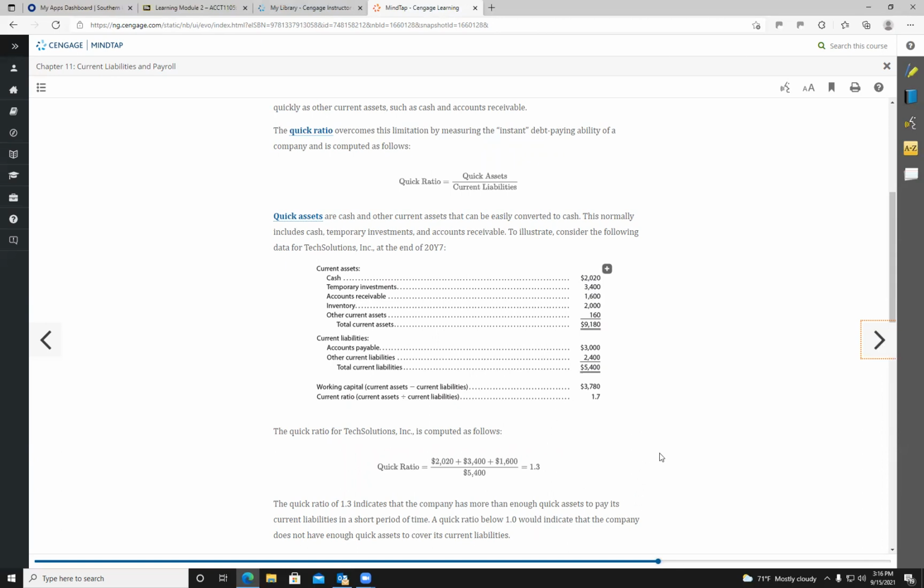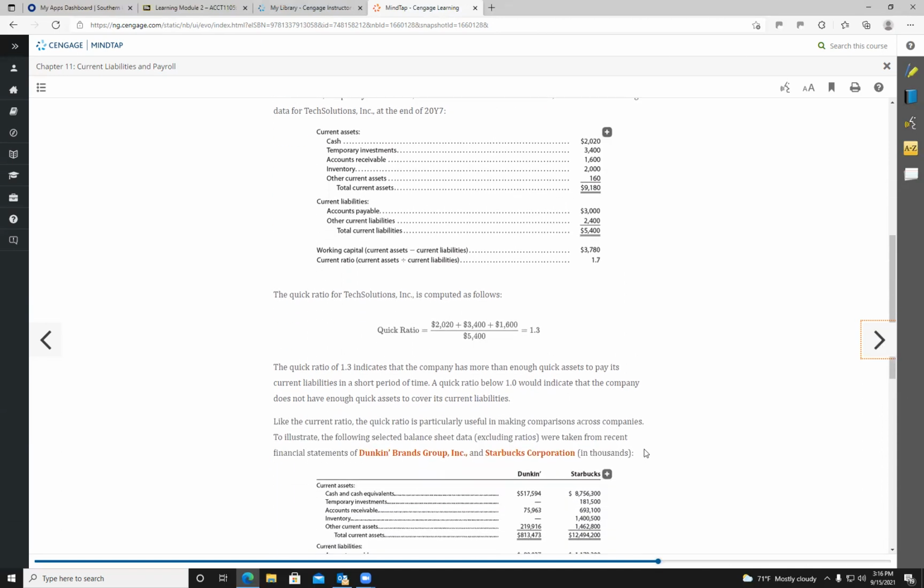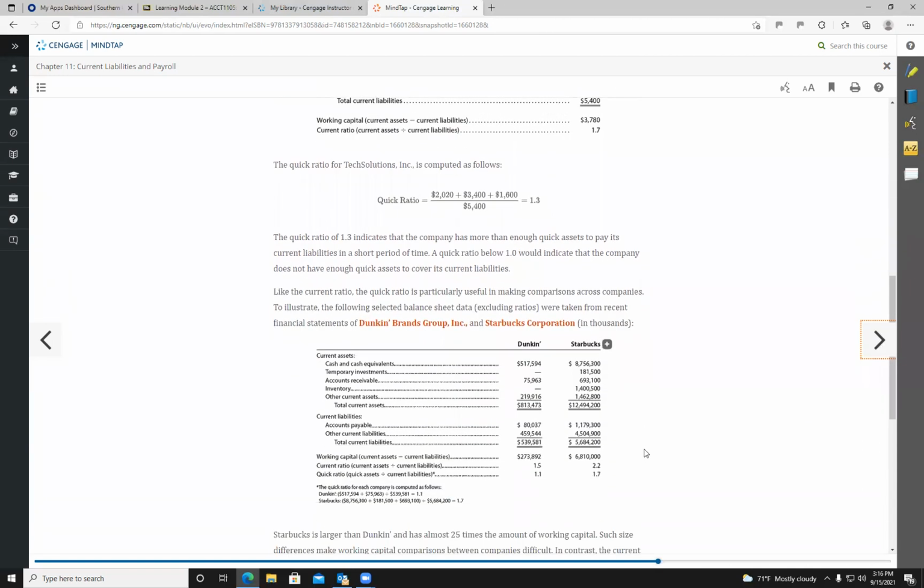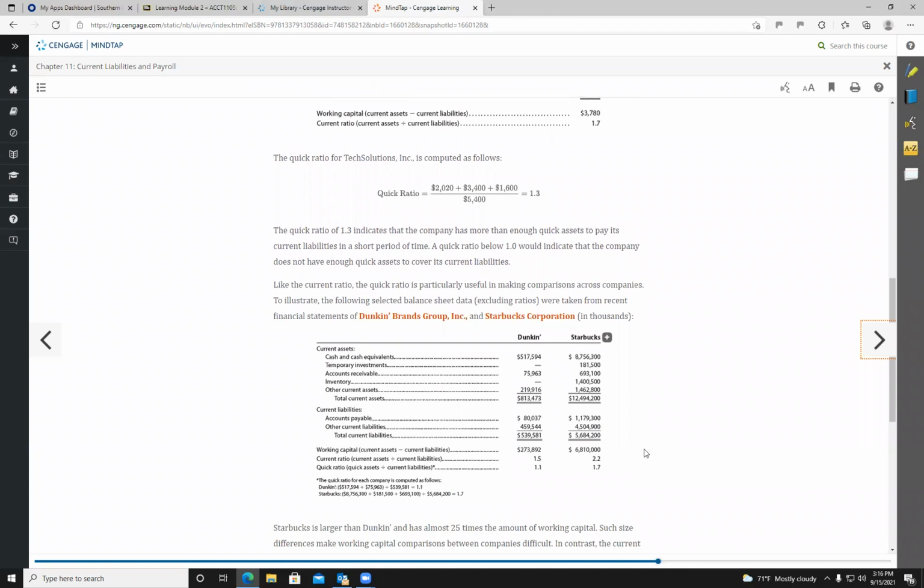The quick ratio of 1.3 indicates that the company has more than enough quick assets to pay its current liabilities in a short period of time. A quick ratio below 1.0 would indicate that the company does not have enough assets to cover its liabilities. So like the current ratio, the quick ratio is really useful in making comparisons across companies.